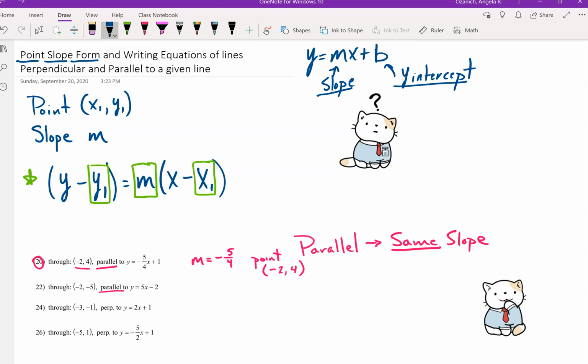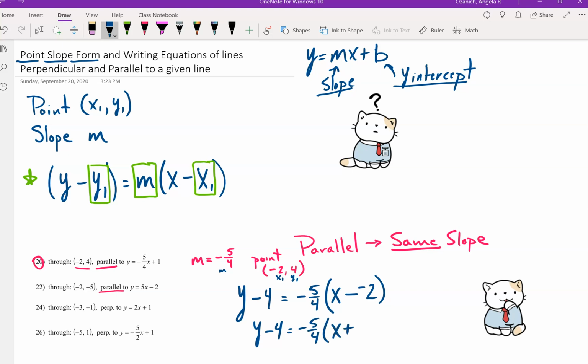So here's how it's going to look. It's going to look like y minus my y coordinate. So here's my y₁, so I'm going to plunk a 4 down right there, is equal to m, which is my slope. Here's my slope right here, my little m value. So -5/4. And then in parentheses, x minus, and here's my little x₁ value, and I'm going to subtract a -2. Now we can simplify this further, or instead of writing x minus a -2, we can actually write x + 2.